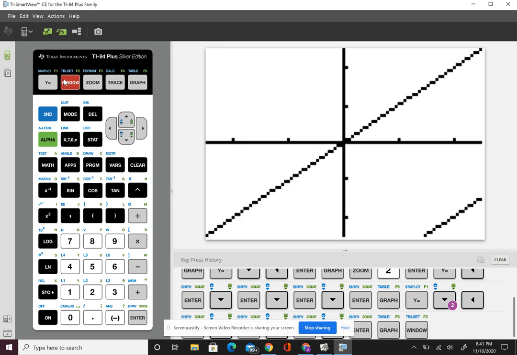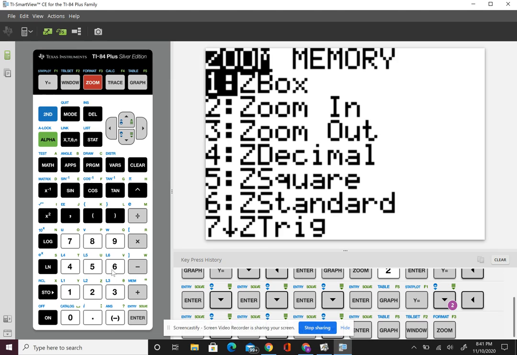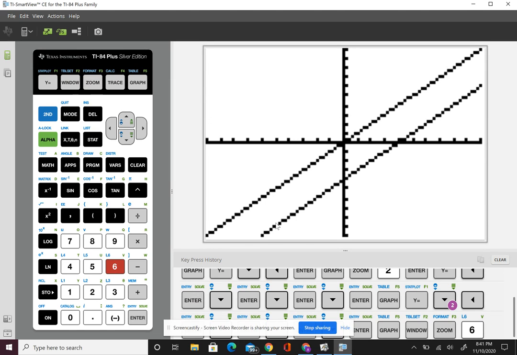So I'm going to go back to my standard window. So zoom and number 6, standard. So there I'm back to that 10 by 10 window. So we have our line going through the origin. That was our parent function. And our other line is shifted down 4 units. Or we can talk about it shifting to the right 4 units. So down 4 units or to the right 4 units. Either way, a vertical shift or a horizontal shift, but not both. It's one or the other.